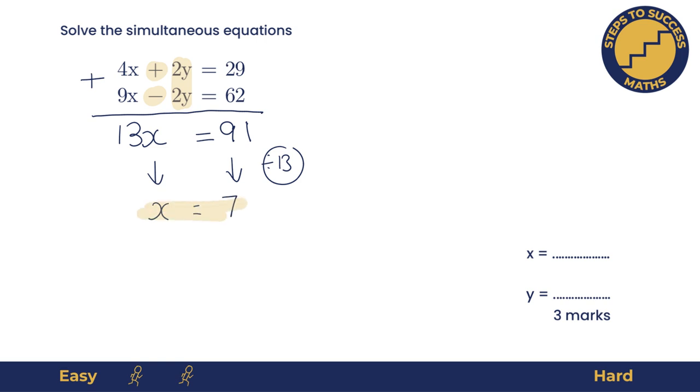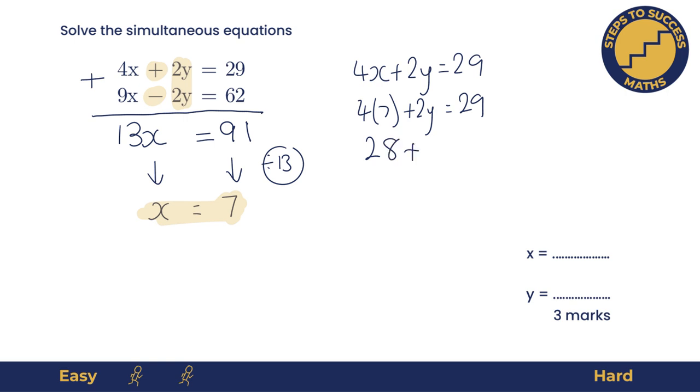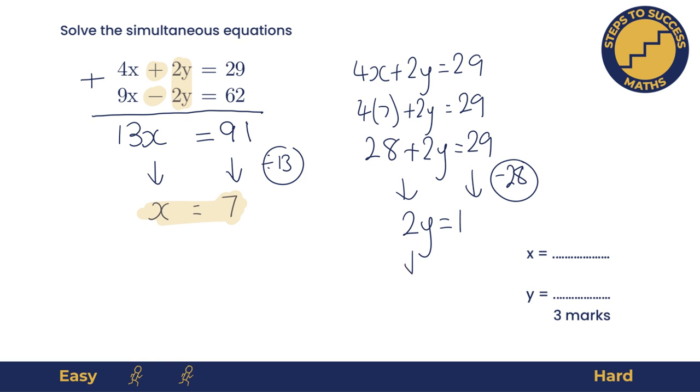And then remember we need to find the value of y as well. So let's sub it into 4x plus 2y equals 29. 4 times 7 plus 2y is 29. 4 times 7 is 28 plus 2y is 29. Now we want just y, so if we subtract 28 from both sides, 2y is equal to 1. And then if we divide by 2, we've got y is equal to a half. x is equal to 7 and y is a half.